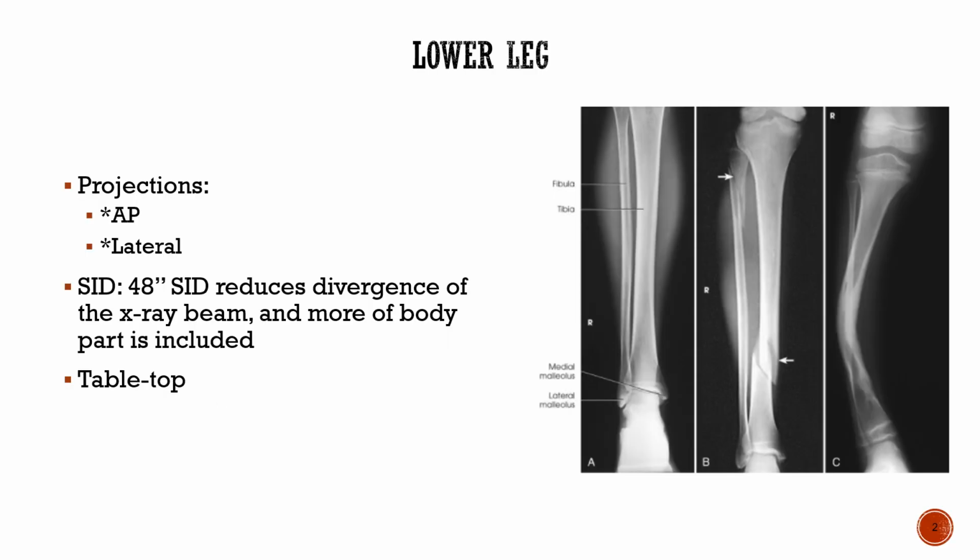We're going to start off with the lower leg, looking at projections of the AP and lateral, first of all, the lower leg. We're going to recommend that we perform them at 48-inch SID to reduce divergence of the X-ray beam and so that more of the body part is included. Both of these projections are performed tabletop.